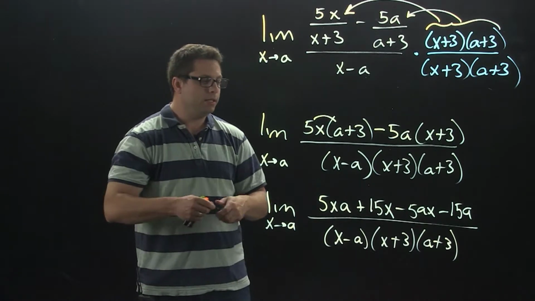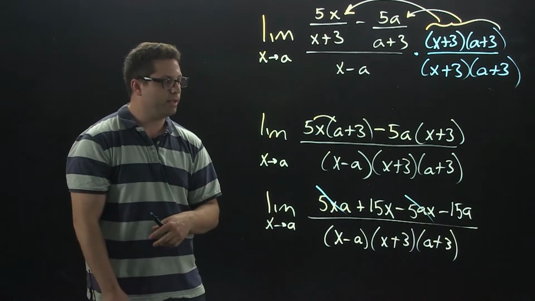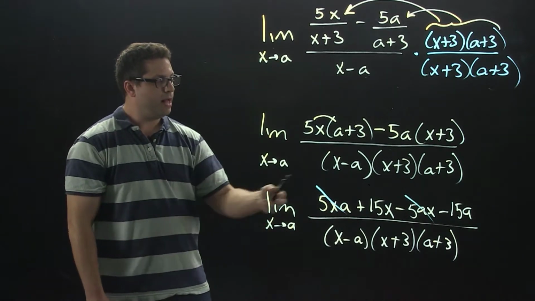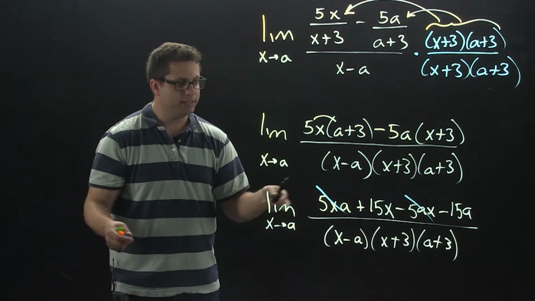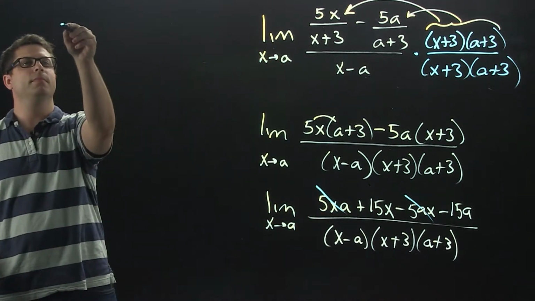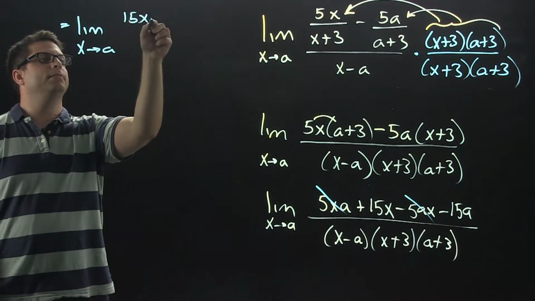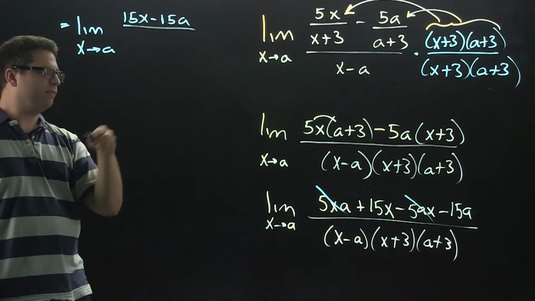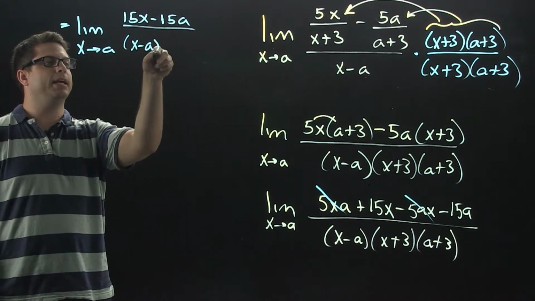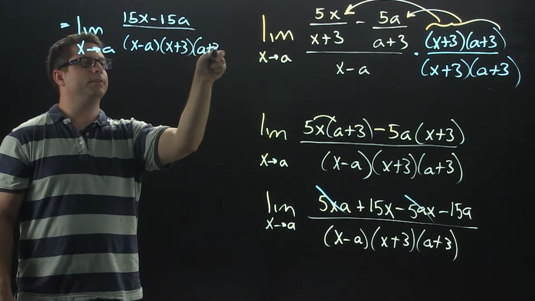Luckily, the 5xa and the 5ax are the same thing, so they will cancel out. I have a 15x and a minus 15a. Those don't cancel. That's okay. So 15x minus 15a on top, and on the bottom I still have all three of those factors here: x minus a, x plus 3, a plus 3.